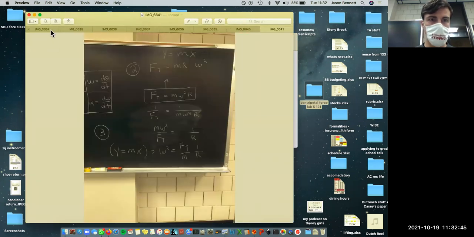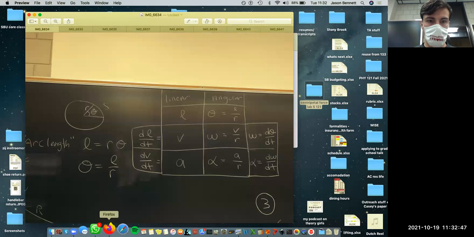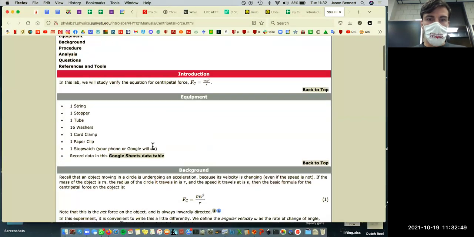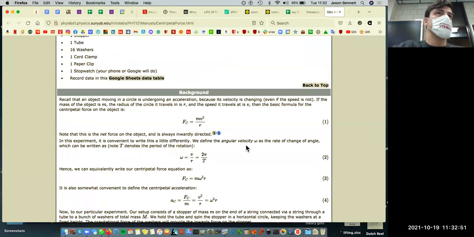Okay, so what is going on in this lab? We have kind of a translation between what is known as a linear quantity, like position, velocity, acceleration, and their corresponding angular quantities. So we're going to use a little bit of trigonometry to understand how to go back and forth between the two of those systems. It's kind of like a little dictionary.